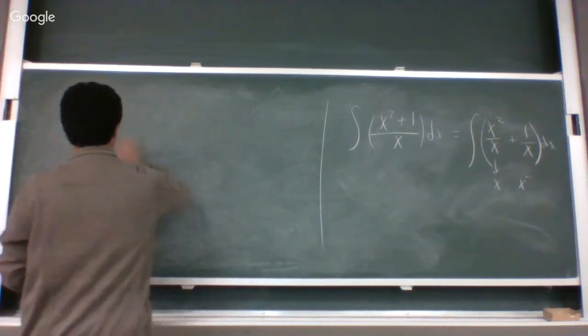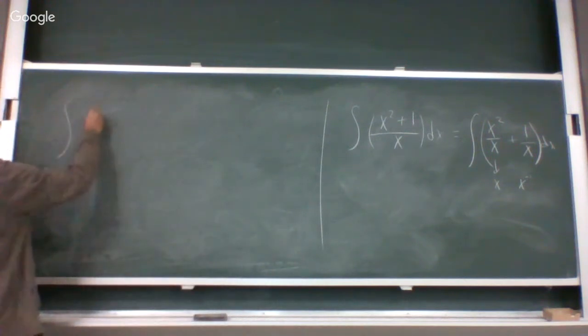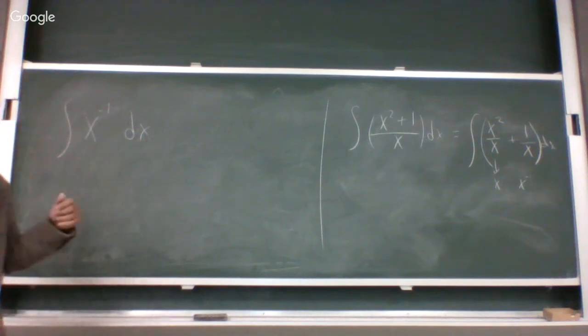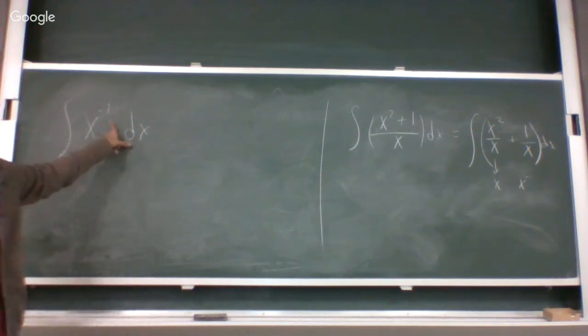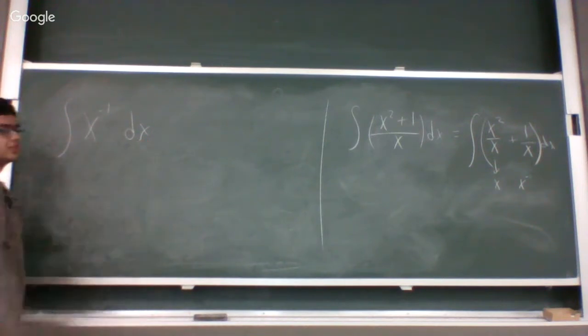Did we already do that? We haven't done the integral of x to the minus 1. Do x to the minus 1 third? Yeah, this is x to the minus 1 though. Okay? So will that just be 0?